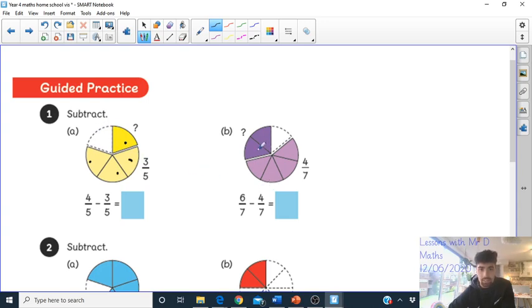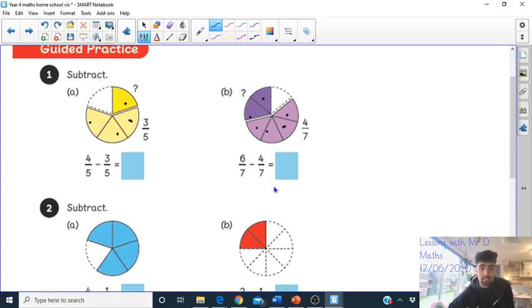I have 1, 2, 3, 4, 5, 6 out of 7. Yeah, that fraction line, 6 out of 7. And this is 6 out of my 7, which is my whole. Take away 4. 1, 2, 3, 4. How am I left with 2 sevenths?